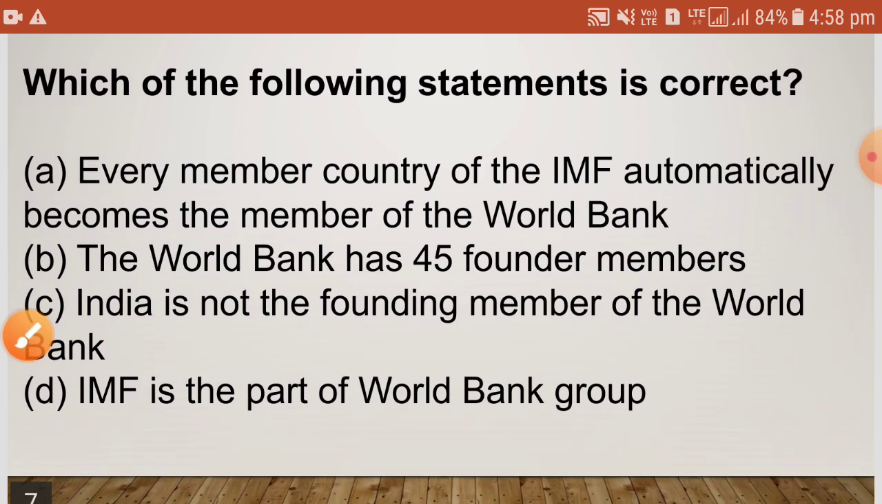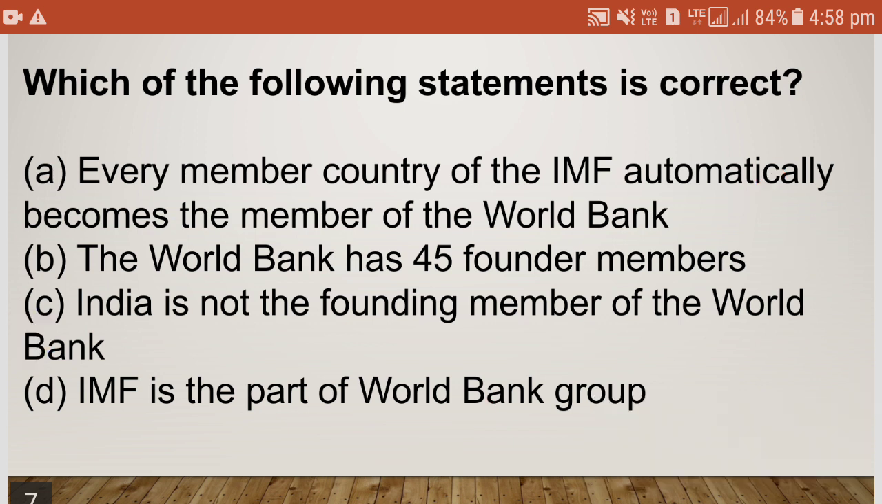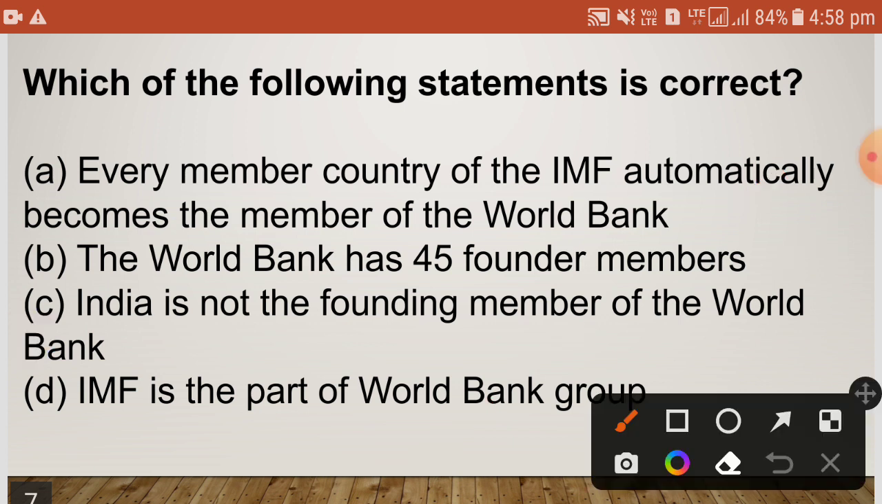Which of the following statements is correct? Now this is with respect to the World Bank and IMF. Every member country of the IMF automatically becomes a member of the World Bank. The World Bank has 45 members. India is not a founding member of the World Bank. IMF is a part of the World Bank Group. See, I'll explain in simple terms. There are two big institutions called IMF and World Bank.